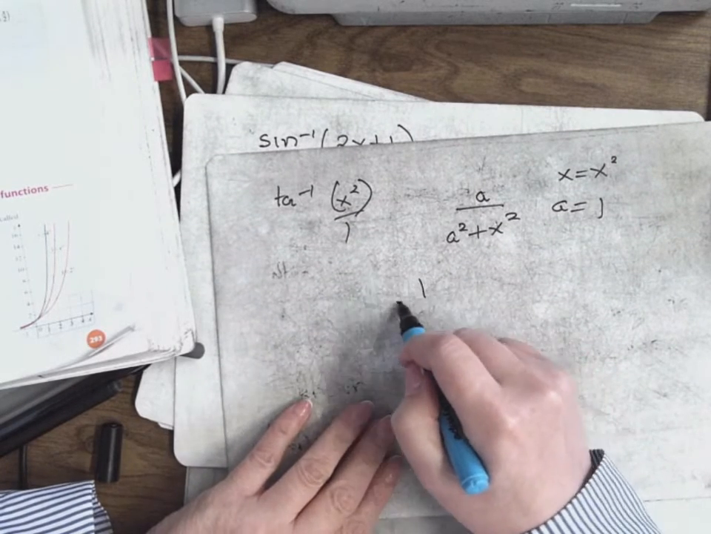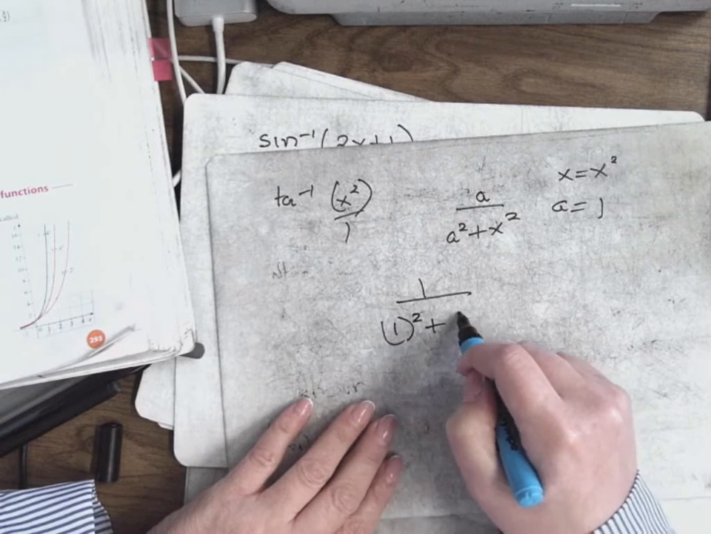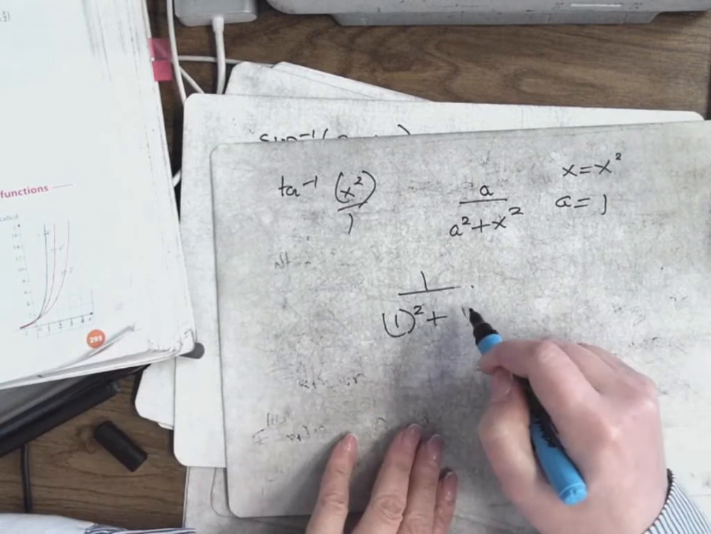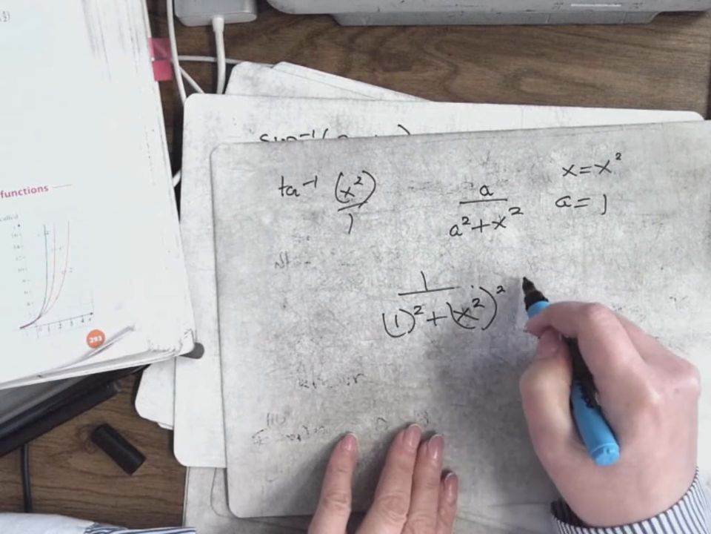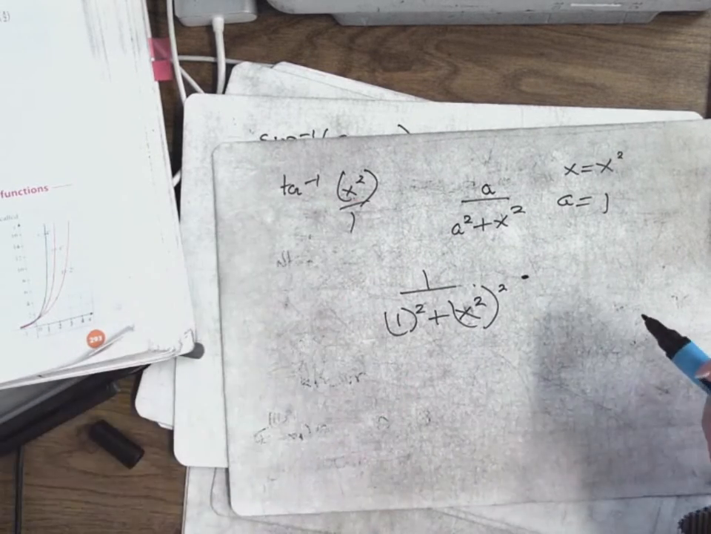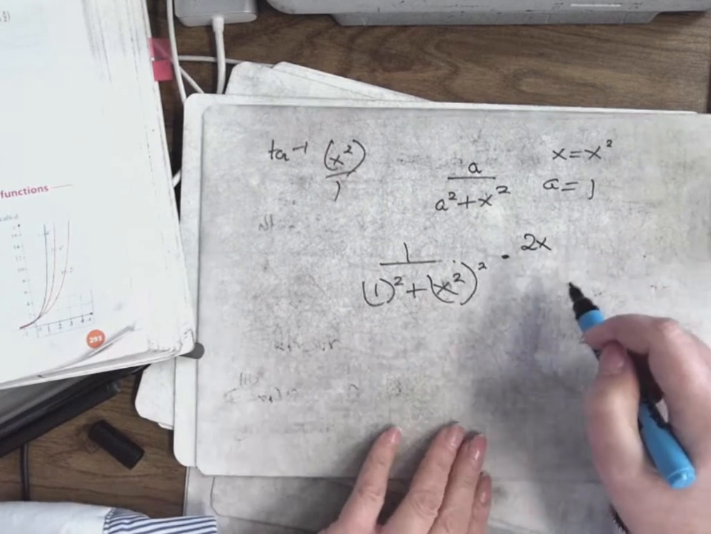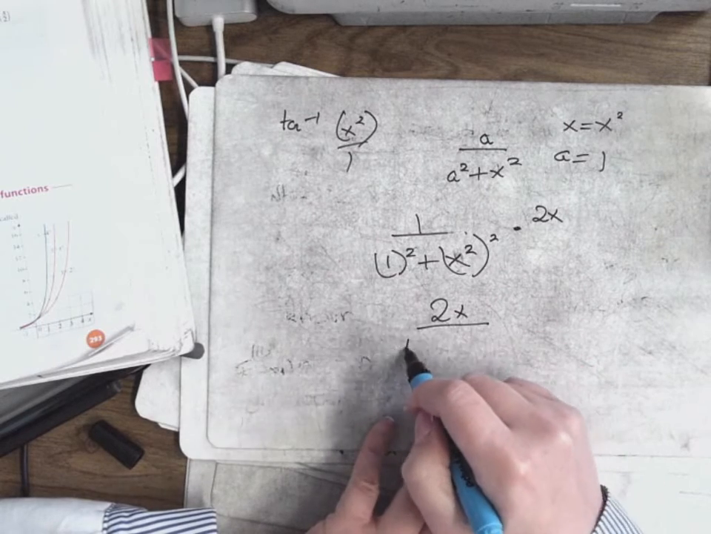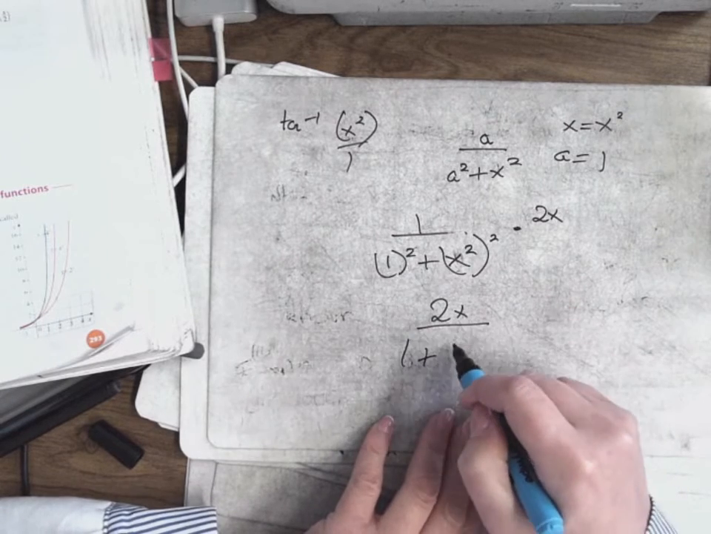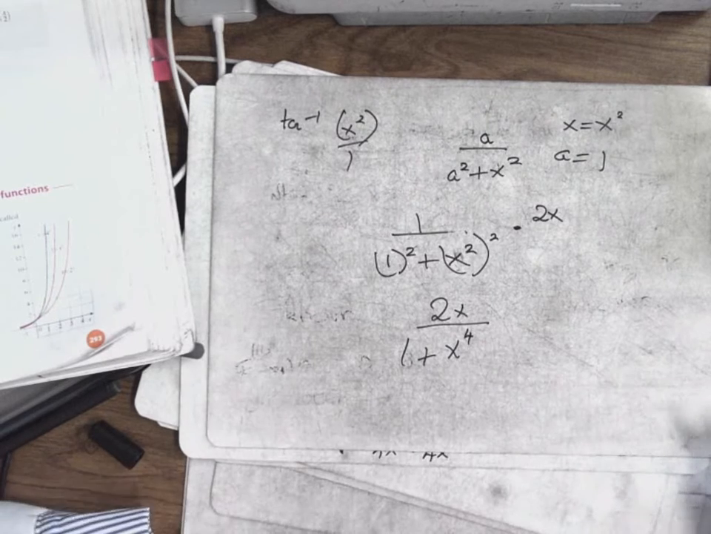Right, so 1 all over 1 squared plus x squared, all to be squared. And now you differentiate the angle. So differentiate x squared and you get 2x, don't you? So that would be above the line 2x, below the line I have 1 squared is 1. X squared to be squared is x to the power of 4. And that's your answer. We good?